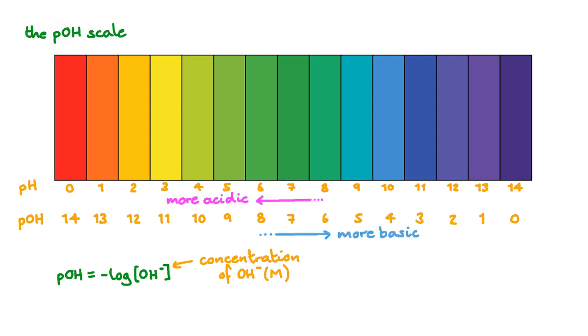A solution with a low pH is acidic, and a solution with a low pOH is basic. And we can see across the scale that the sum of pH and pOH is always 14. And this holds for most common circumstances. So you may find this formula useful when converting between pH and pOH.